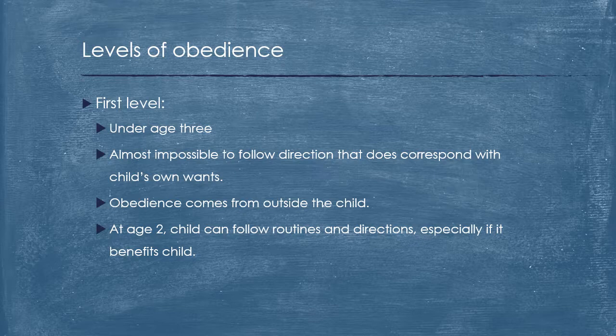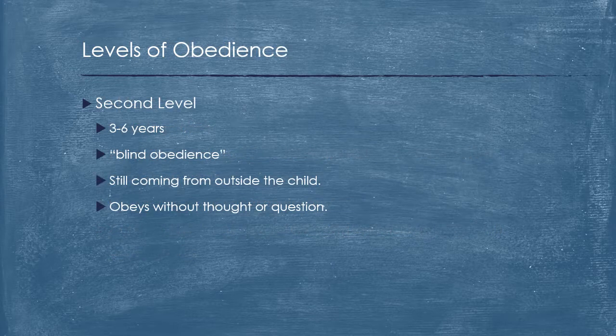Versus a 2-year-old can start to follow a 2-step direction. So go wash your hands and come to the table for snack. You should be able to say that. It benefits the child and it's a normal routine that you guys have been following. What if we did that to adults? I don't think I could follow that many steps. I don't think I could remember.